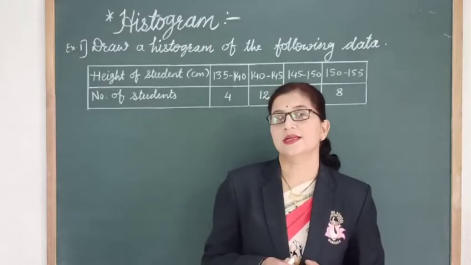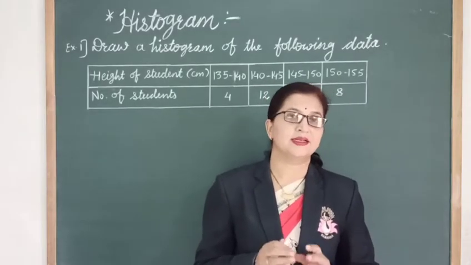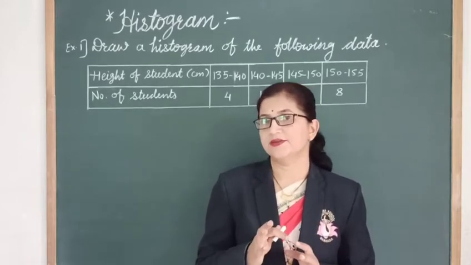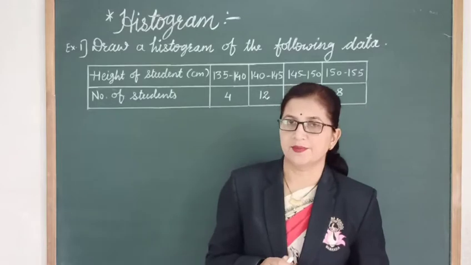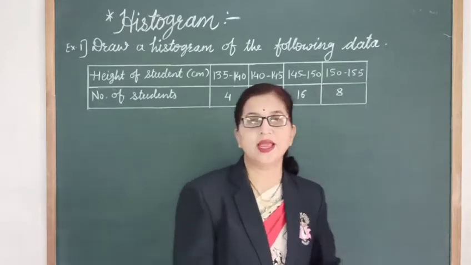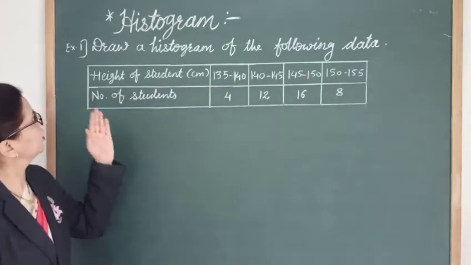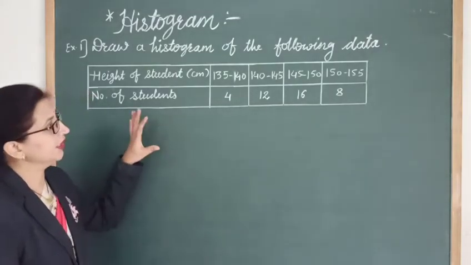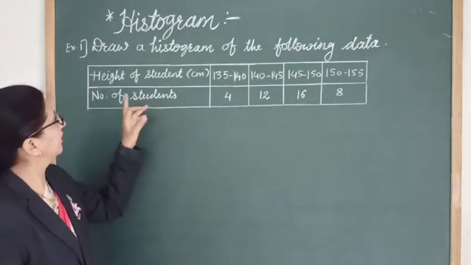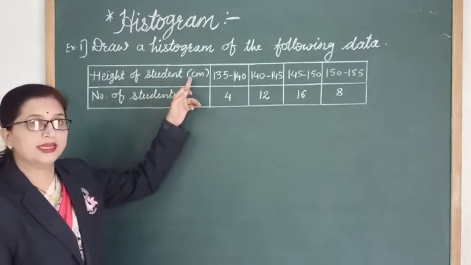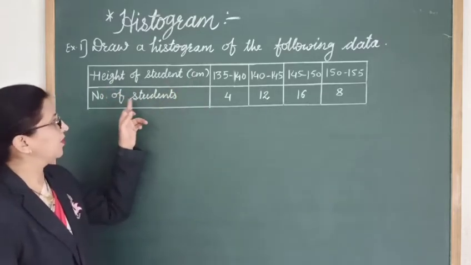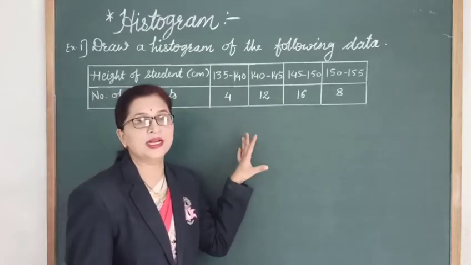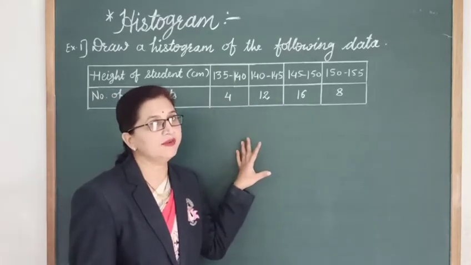So dear students, let's learn how to represent the given numerical data in the form of pictures. That is, first we'll see the histogram. Okay? So for that here we have one question. Draw a histogram of the following data. In this table we are given the height of the students in centimeters and the number of students. So we have to represent this numerical data in the form of a histogram.